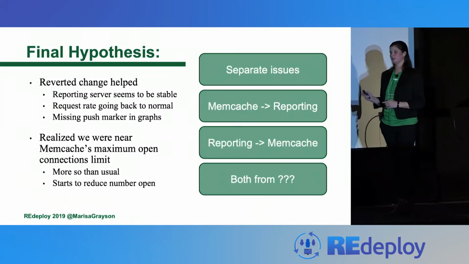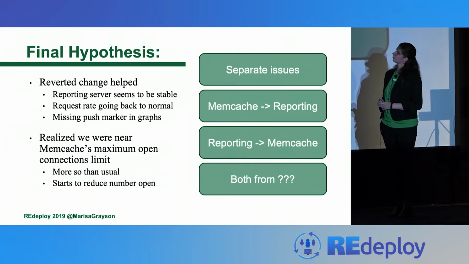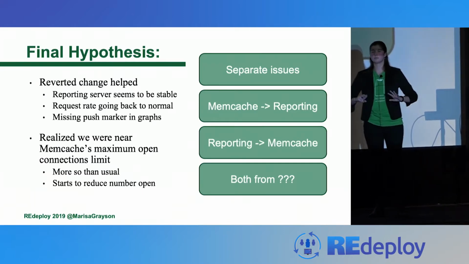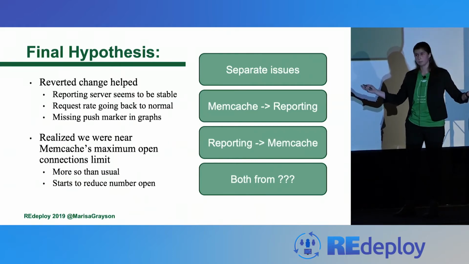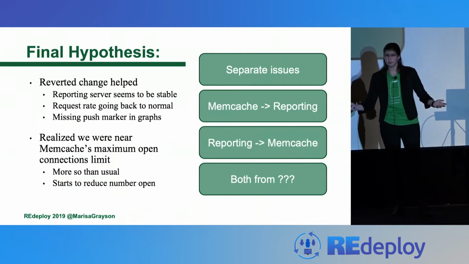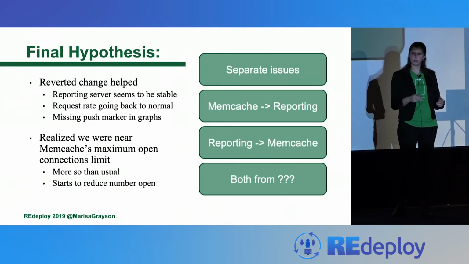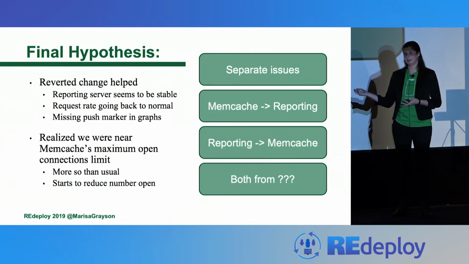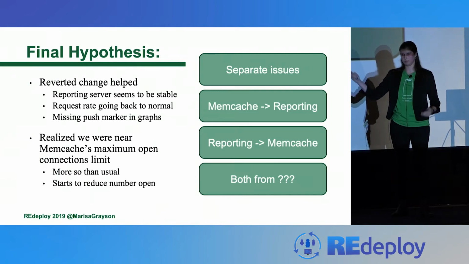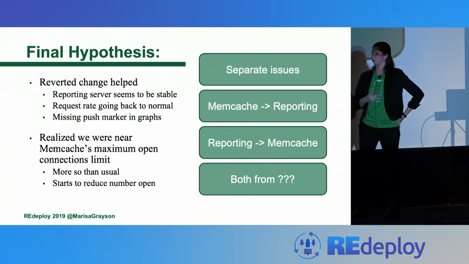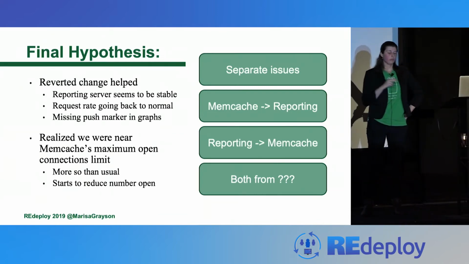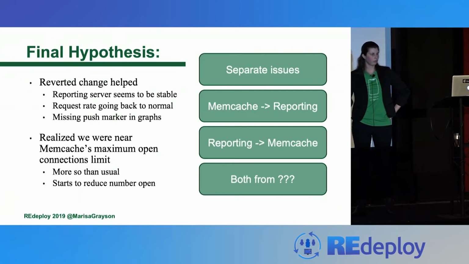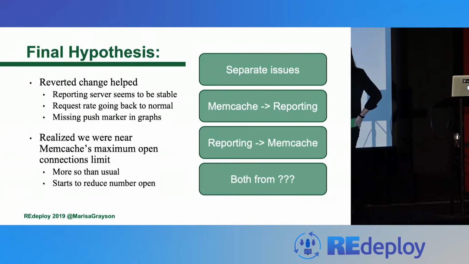The final bit of information I'll give you is that the reverted change has helped. Apparently, the reporting server seems to have calmed itself down, it's no longer being overloaded, and we're finally getting things through. However, something weird has been noted: usually we mark on the graph when a push was actually sent out, but it's missing on there. Well, I guess that kind of makes sense if the reporting server is down, so that goes in line with our model. And we've now realized that memcache was nearing its capacity limit for open connections.